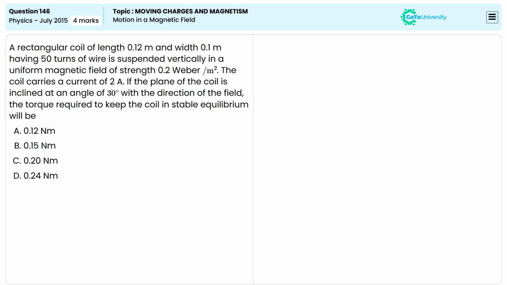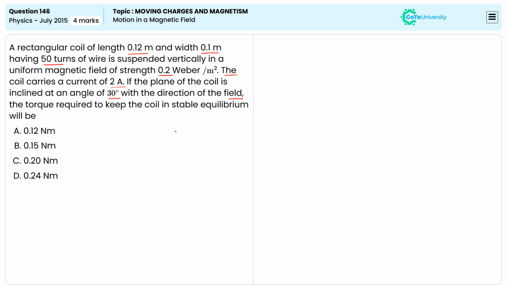A rectangular coil of length 0.12 meter and width 0.1 meter having 50 turns of wire is suspended vertically in a uniform magnetic field of strength 0.2 Weber per meter square. The coil carries a current of 2 amperes. If the plane of the coil is inclined at an angle of 30 degrees with the direction of the field, the torque required to keep the coil in stable equilibrium will be.